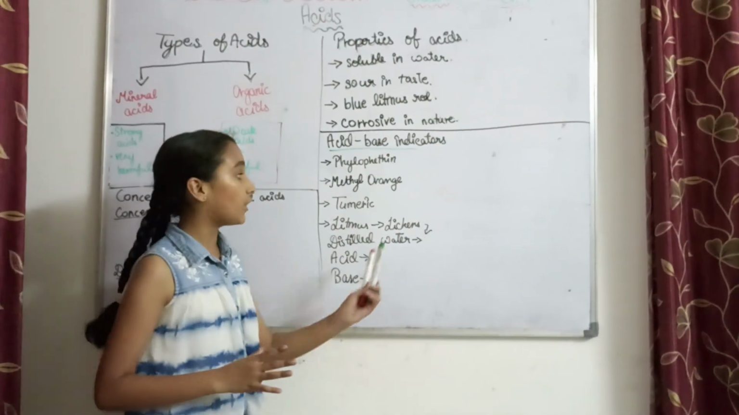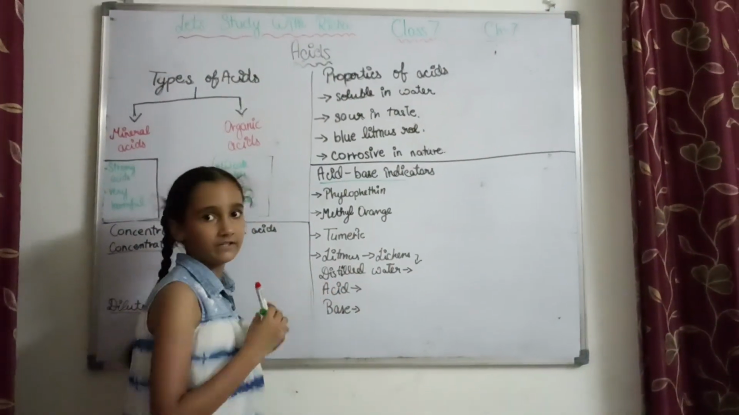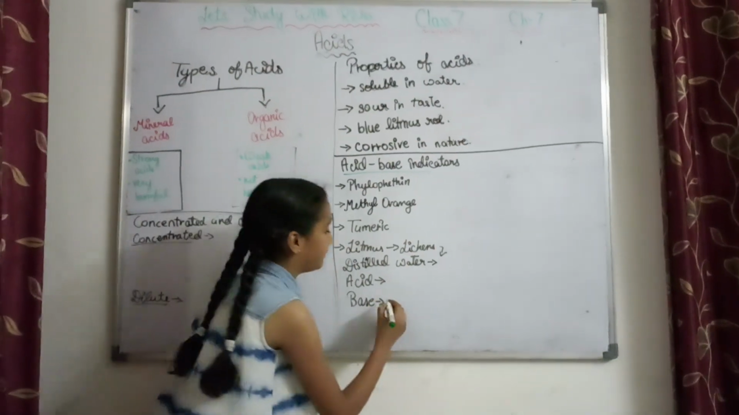It is produced from lichens. It has different colors in each and every shade. So I'll tell you simple tricks for them. For base, it's blue.